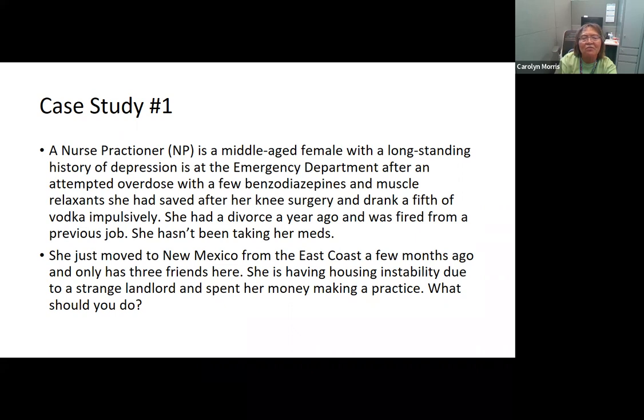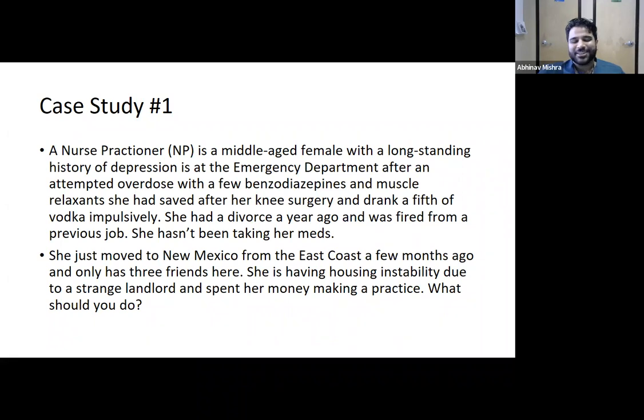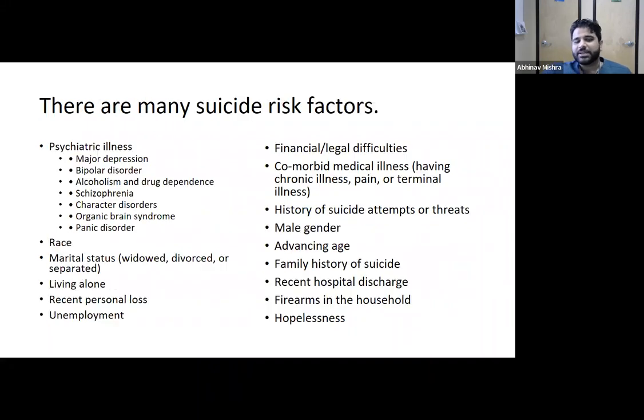What should you do? Thank you so much for reading that for us. So what should we do? Well, first, let's actually go through some of the risk factors, right? Of course, psychiatric illness is a risk factor for suicide. Race is a factor for suicide. Marital status. Her being divorced is a higher risk. Is she living alone? Is there recent personal loss, unemployment? And this laundry list that I've put up here is just for us to review what the risk factors look like, right?